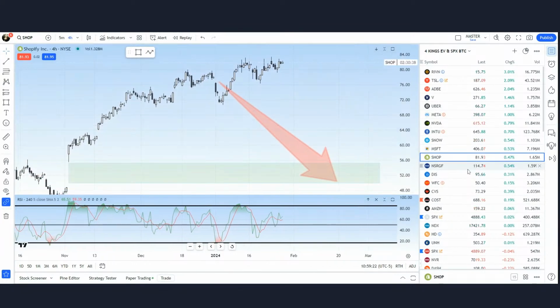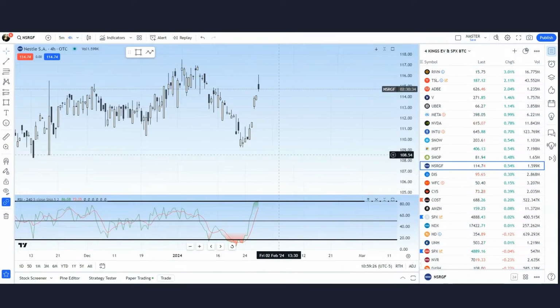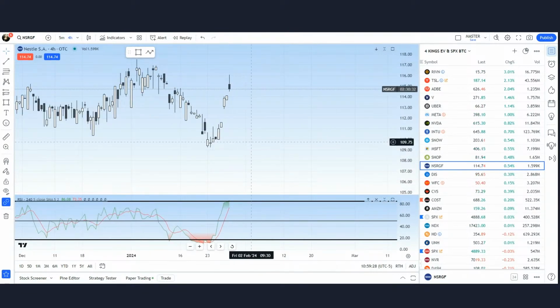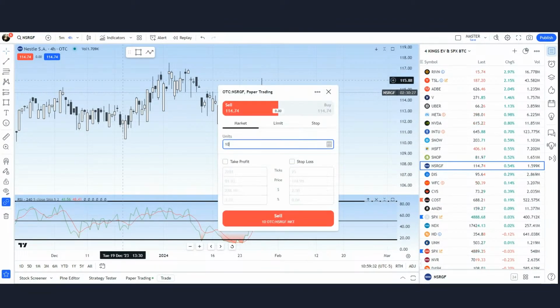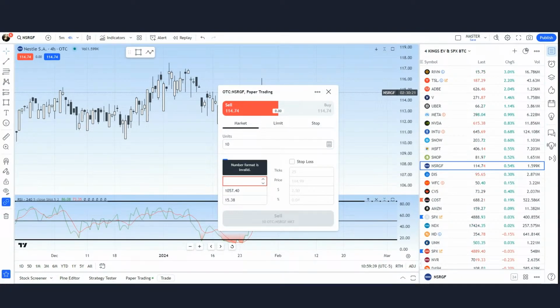Right here, we got Shopify. Nothing going on over here. I wouldn't jump. I wouldn't enter. Right here, this is a company, Nestle. Everybody knows Nestle. I'm just gonna do a short because this looks overbought already, and I'm gonna do a short of $3, 114. So I'm gonna put it on 111 right here.